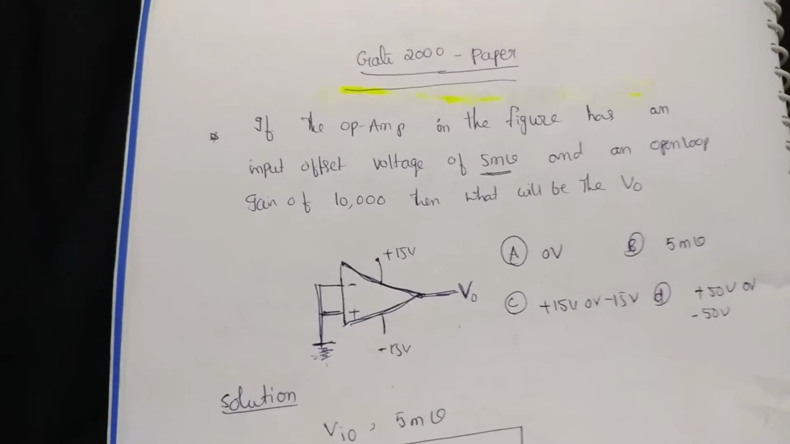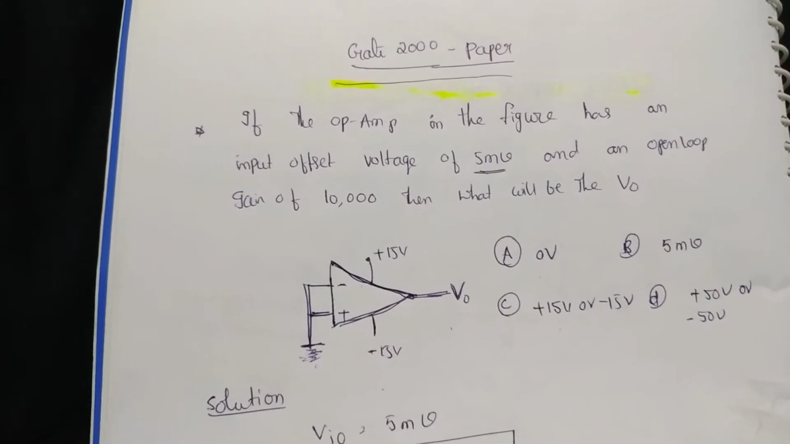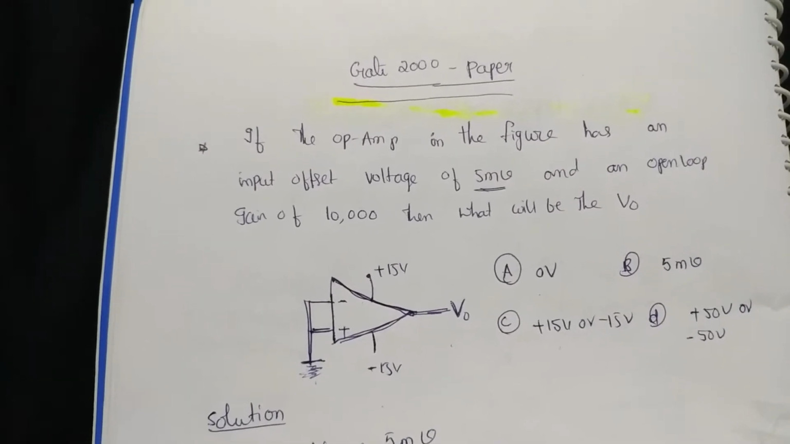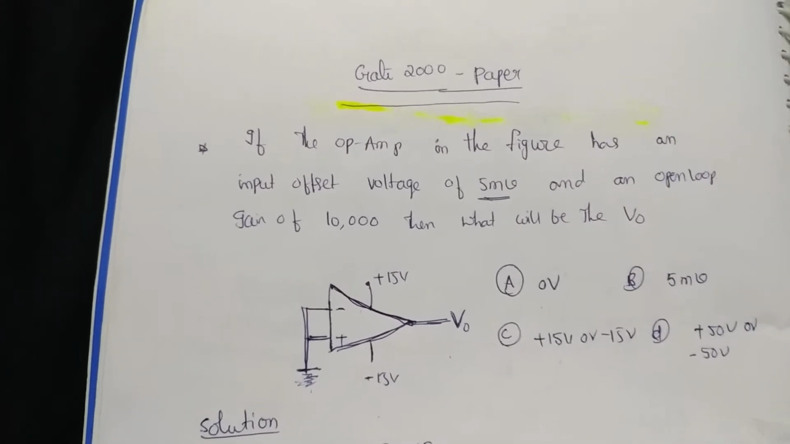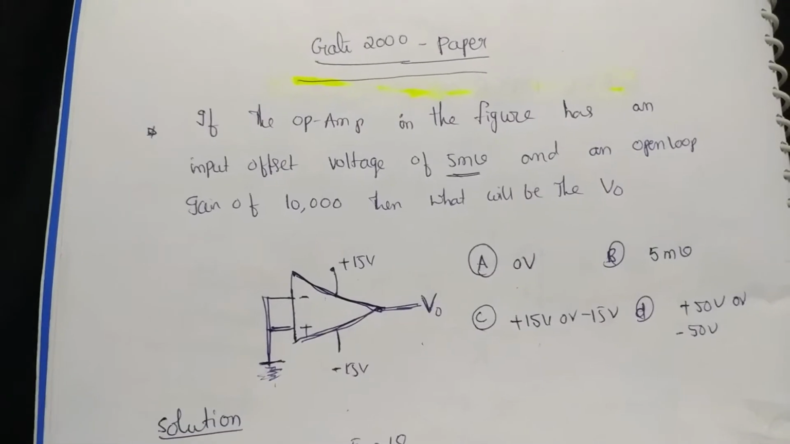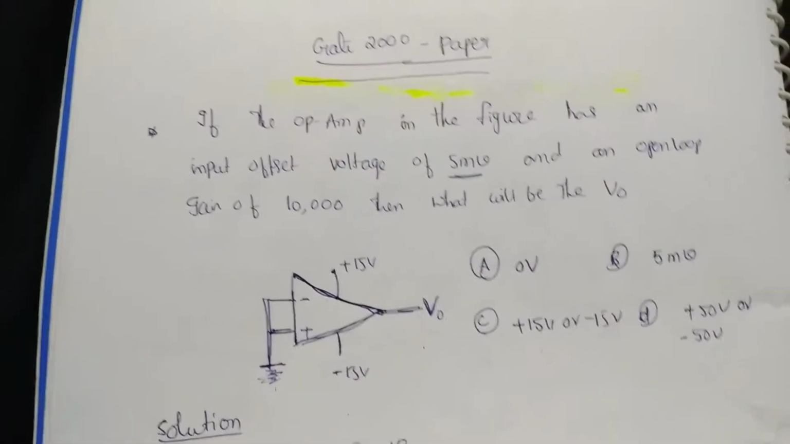Hi, good morning. So, today we are going to discuss GATE question paper 2000 related to analog electronics. The topic is operational amplifiers. So, look at the circuit diagram given.